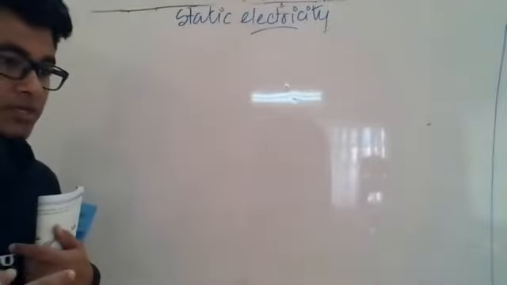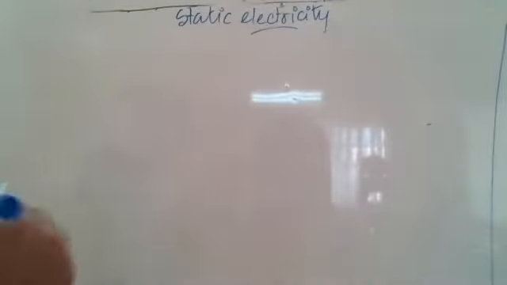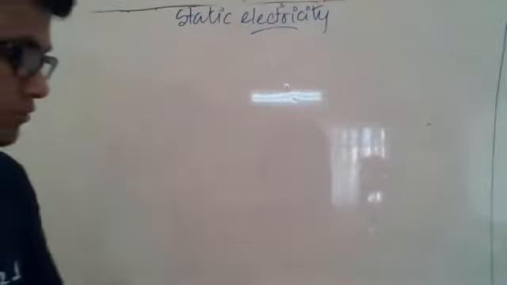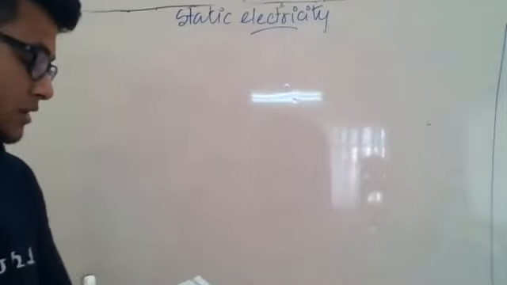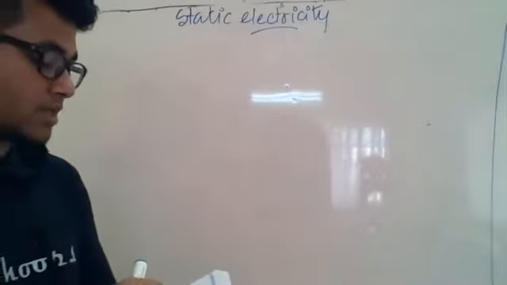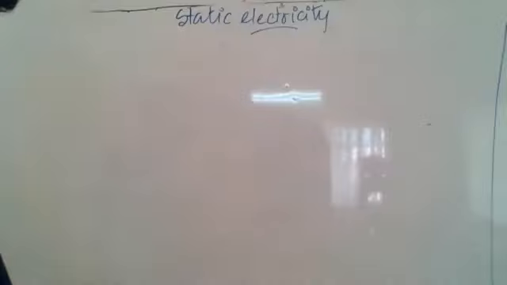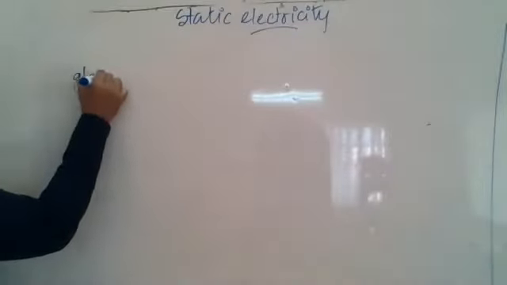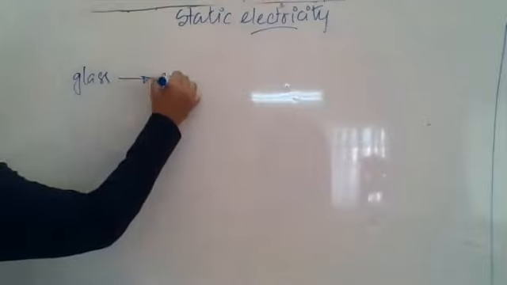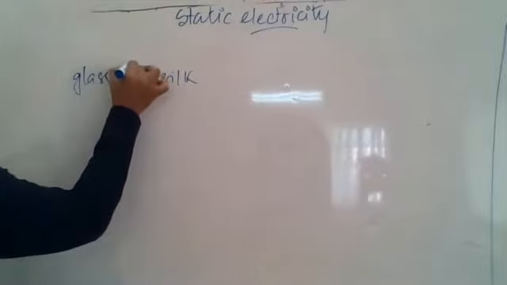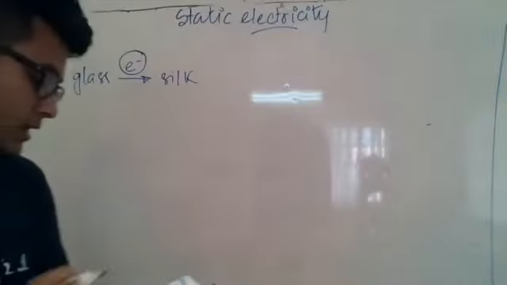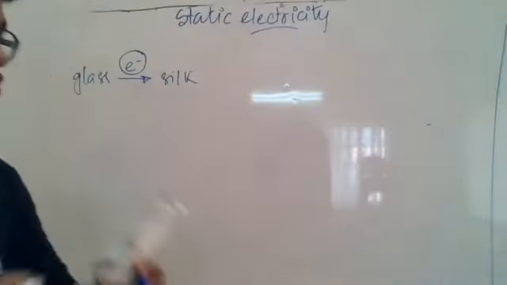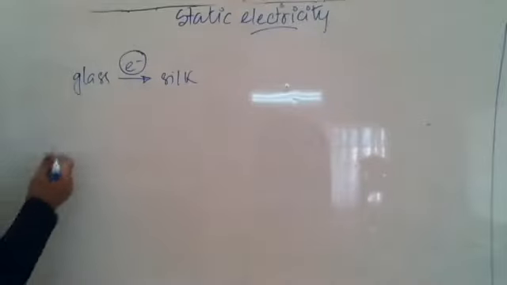Now, electrons can move from one element to another when we rub a certain element with another element. So if a glass rod is rubbed by a piece of silk, electrons start to move from the glass to the silk. Electrons will move from glass to the silk. Then the glass rod is positively charged. Now this is very much understandable.